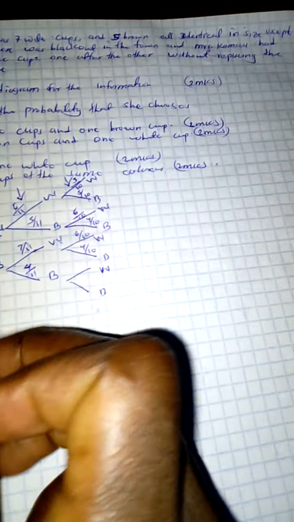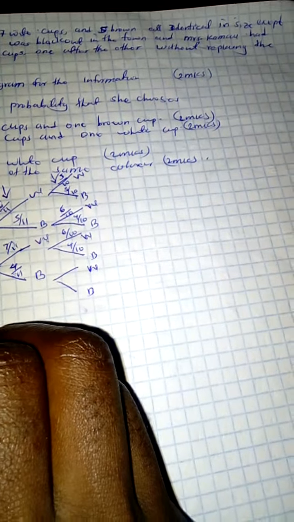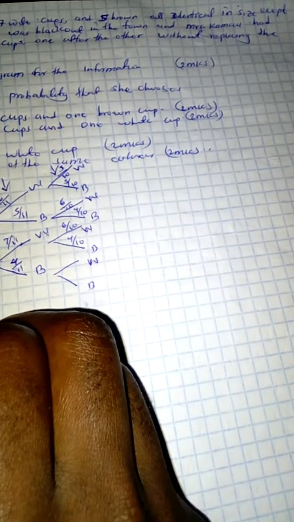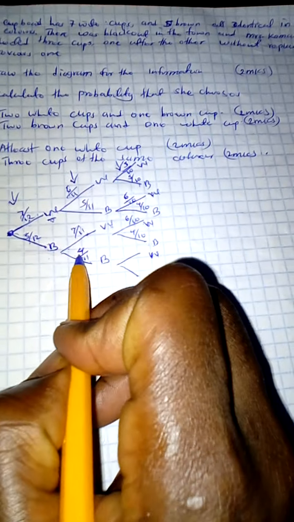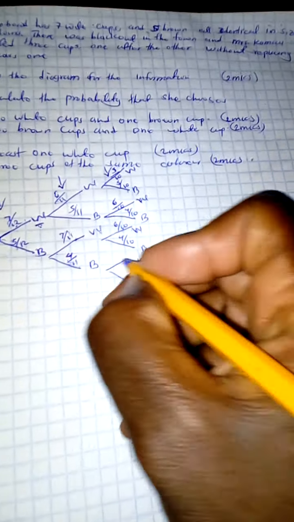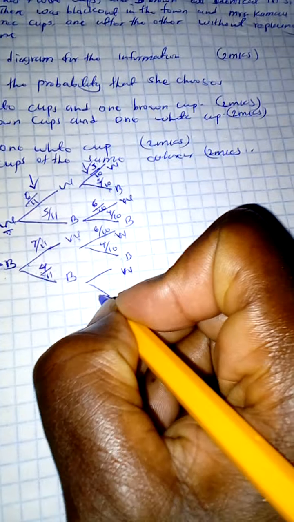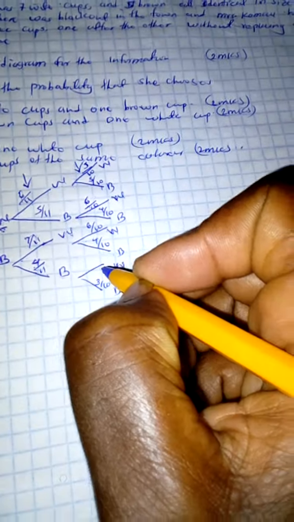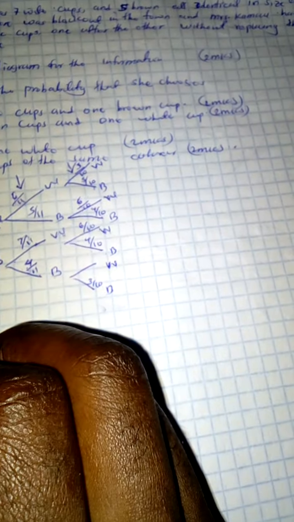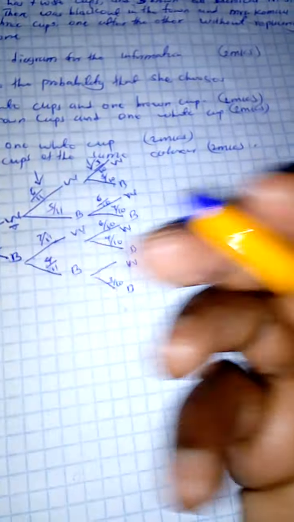Then the next one, at this point she had taken brown, another brown. Now she needs white, and this brown was 5/12, one removed 4/12, then another one removed, meaning the brown here will remain to be 3/10. Then this one here will now be brown, white, meaning the number of whites are intact. That means it is 7/10.